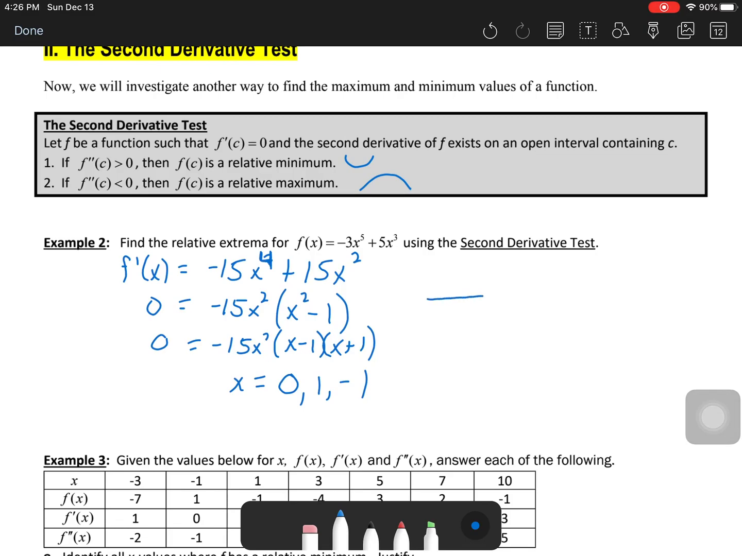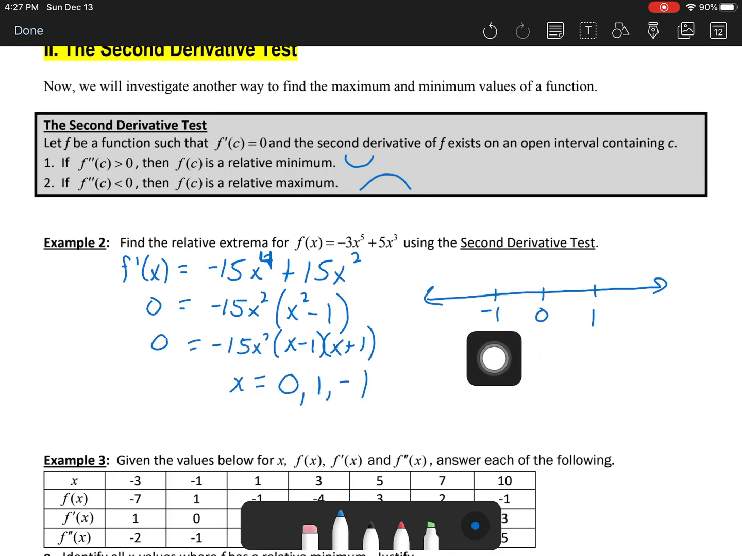All right, so I'm going to put those on my number line like I always do. Put 0 in the middle, negative 1 here, and positive 1 right here. Typically with the first derivative test, I picked a number over here, like negative 2, then maybe negative half, positive half, and then positive 2, right? So I have 4 intervals to test, and I'd plug them into my first derivative, either in factored form or whatever.